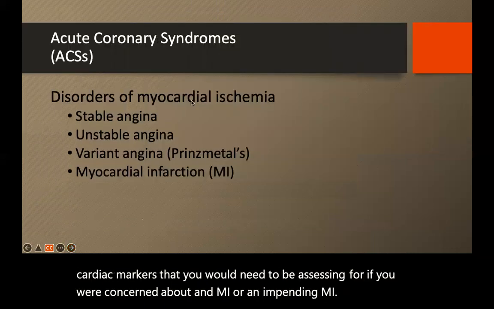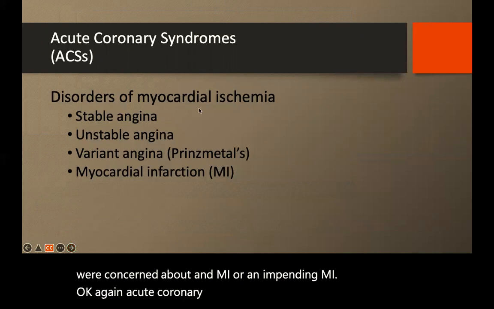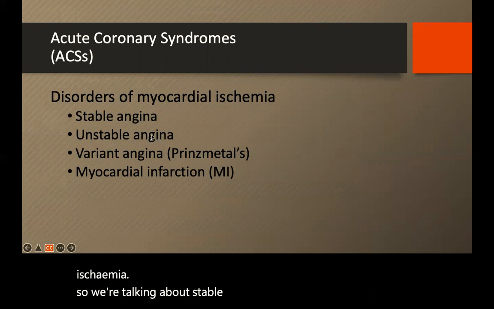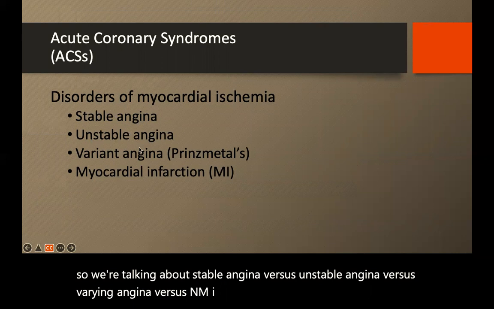Okay, again, acute coronary syndromes, disorders of the myocardial ischemia. So we're talking about stable angina versus unstable angina versus variant angina versus an MI. Remember, unstable angina usually precedes an MI.